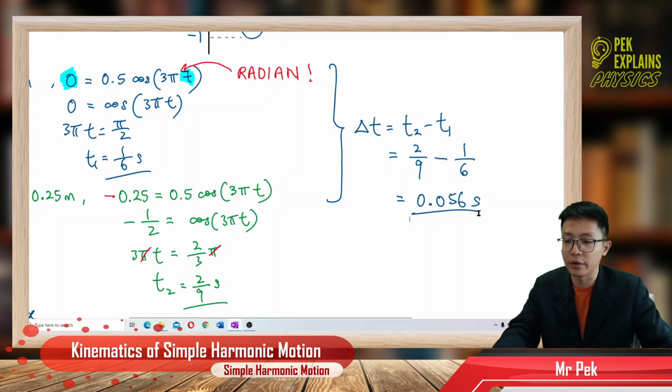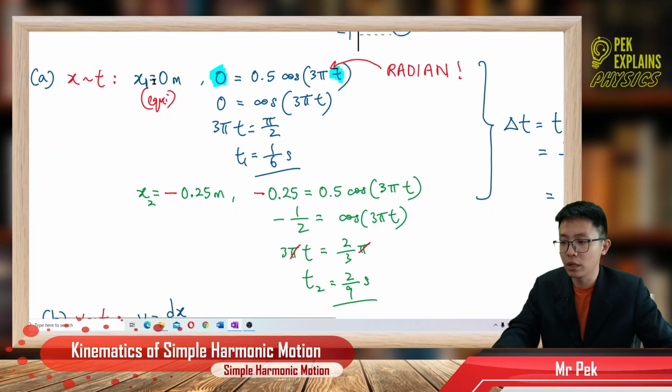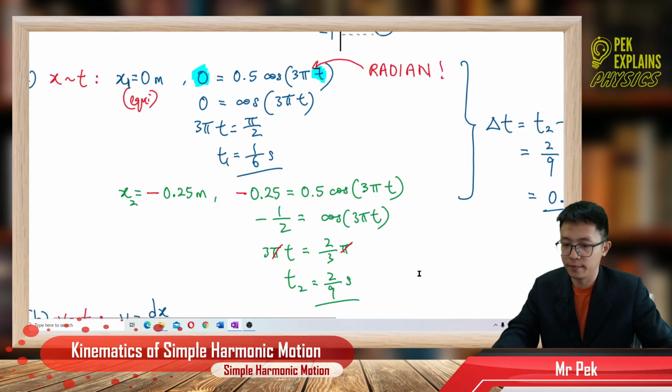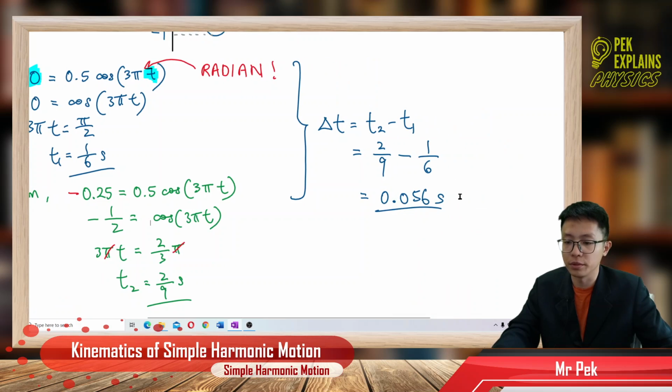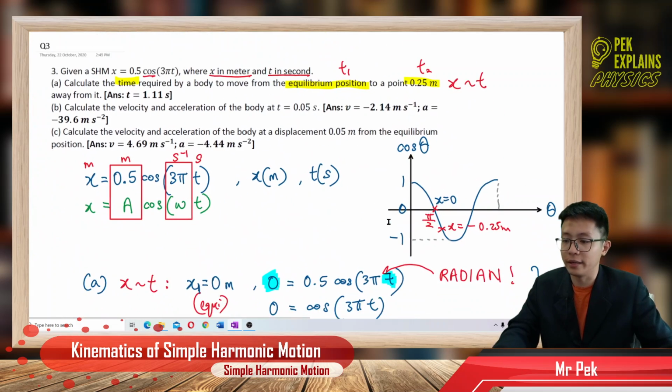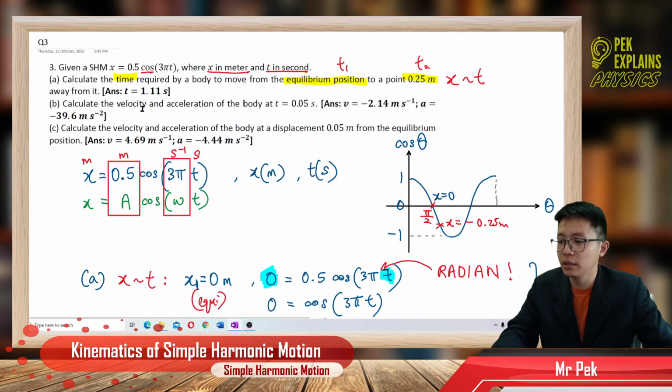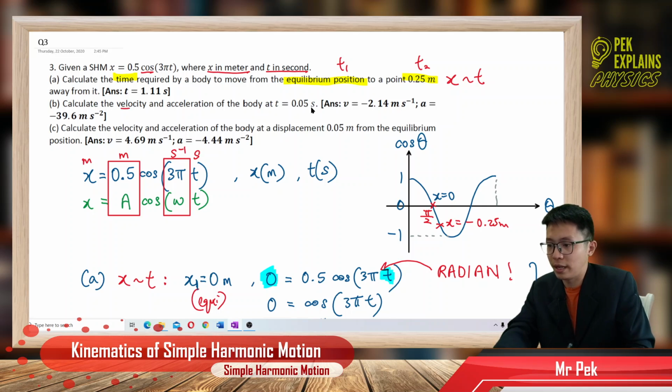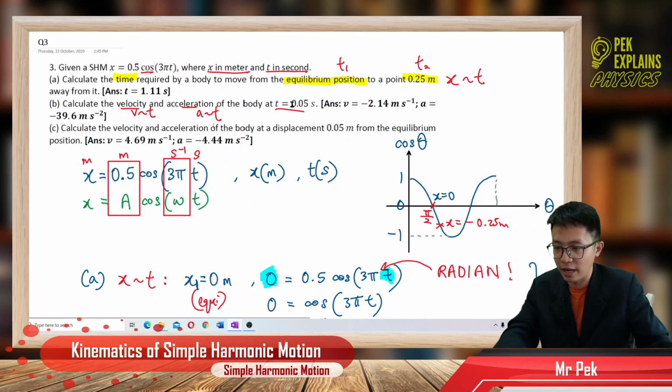0.056 seconds. That's the time required to move from equilibrium to 0.25 meter below the equilibrium position. Okay, now next, what is the velocity and acceleration at this time? 0.55 seconds. They ask two things, velocity and acceleration, given time. So we need the formula velocity-time and acceleration-time, because given time, we need to find velocity and acceleration.